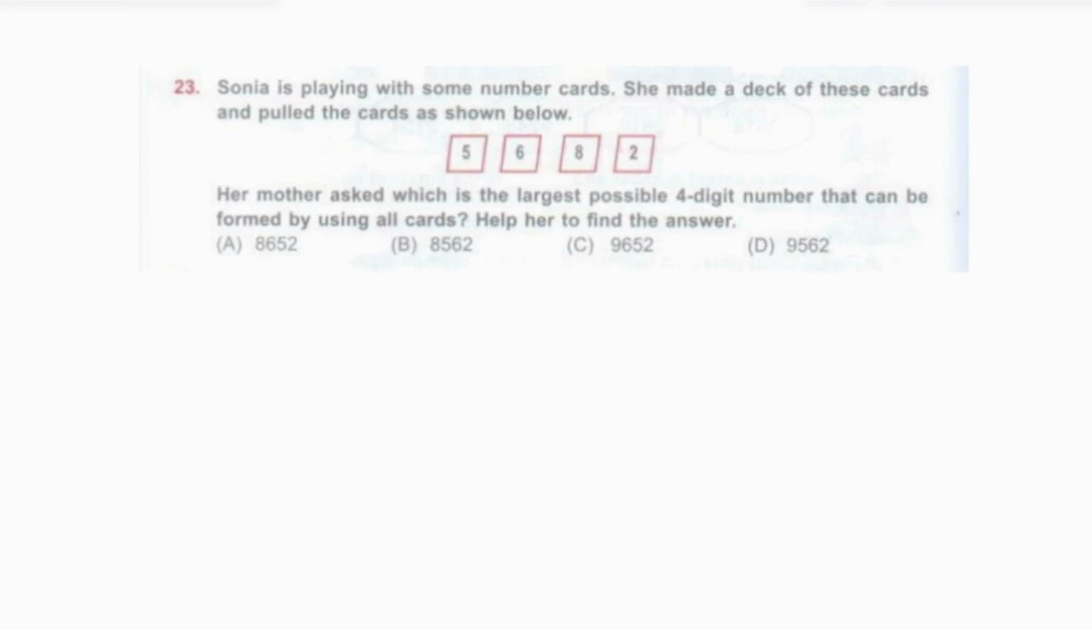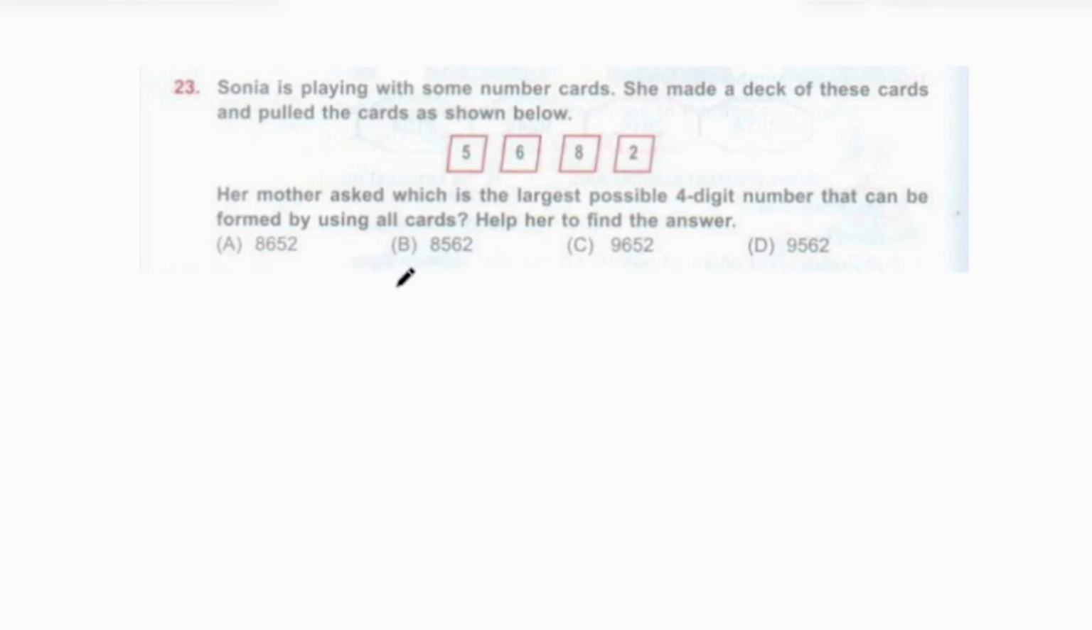Now we are solving question number 23. So what is question number 23? Question number 23 reads as, Sonia is playing with some number cards. She made a deck of these cards and pulled the cards as shown below. So she pulled out 5, 6, 8 and 2. Her mother asked which is the largest possible 4-digit number that can be formed by using all cards. Help her to find the answer.